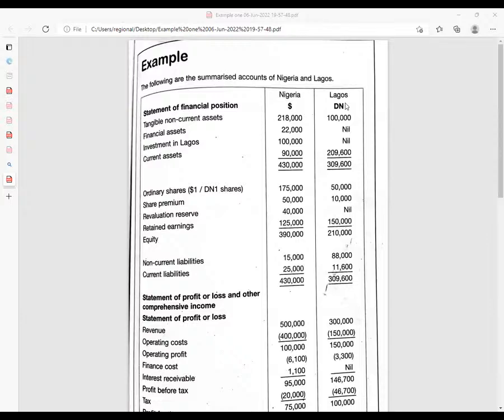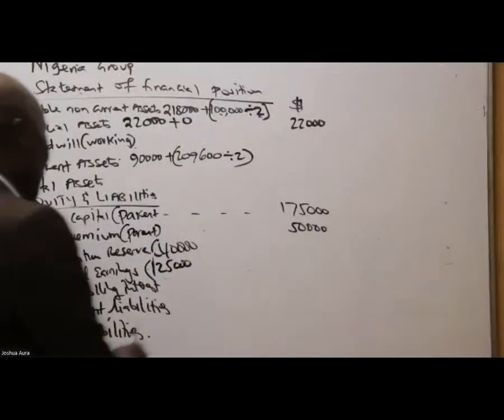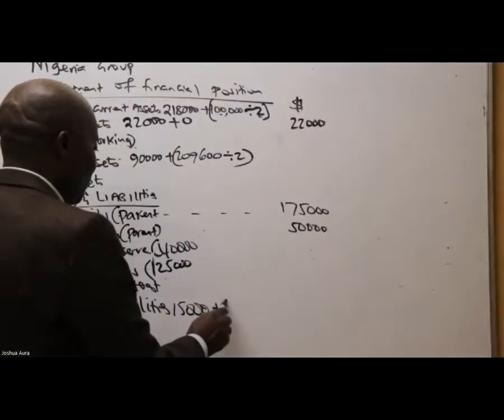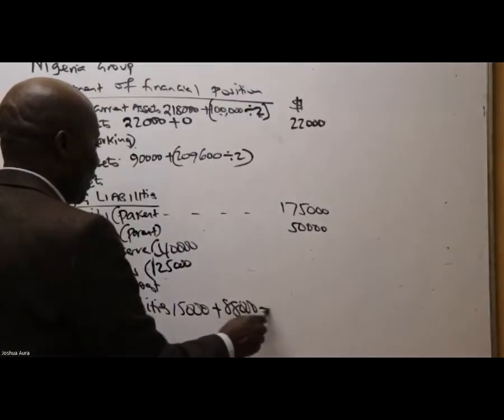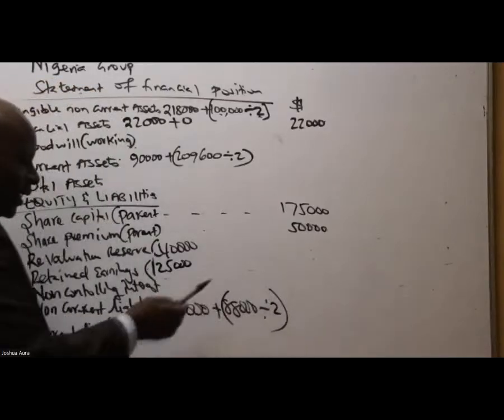But remember, these currencies are different. And we must retranslate the ones of the subsidiary. So I'll take 15,000 plus 88,000. But now the 88,000 still falls under assets and liabilities. It has to be retranslated. So we have here non-current 15,000 plus 88,000, but now this has to be divided by 2 like that. And remember, this 2 is only dividing this like that.